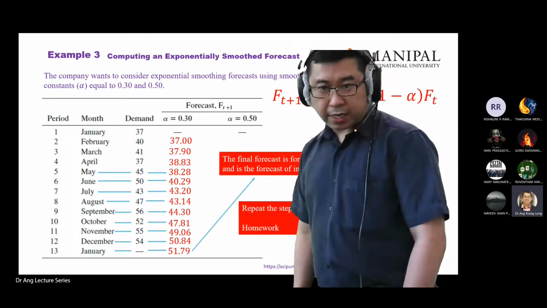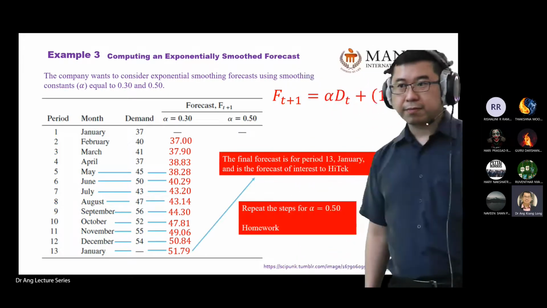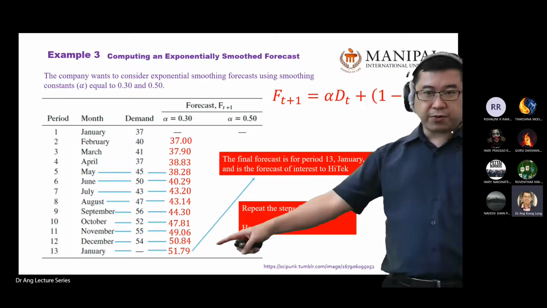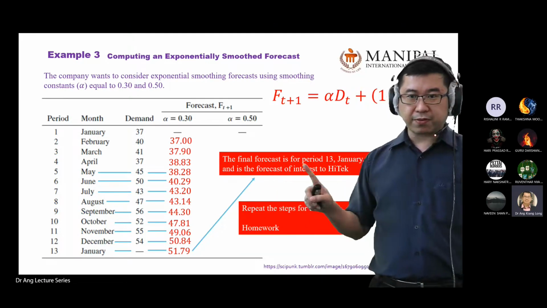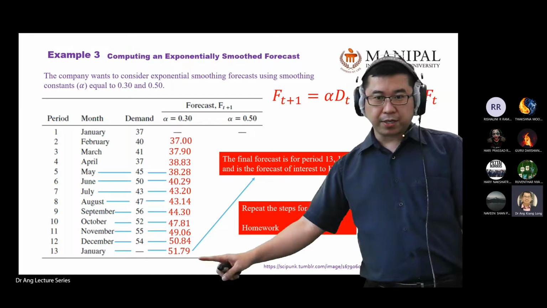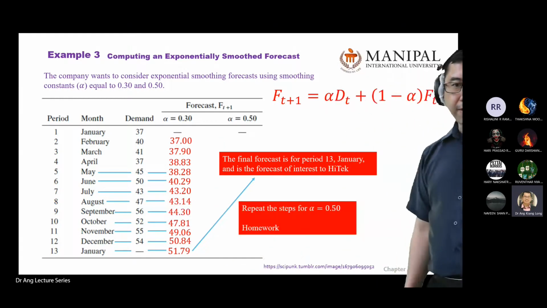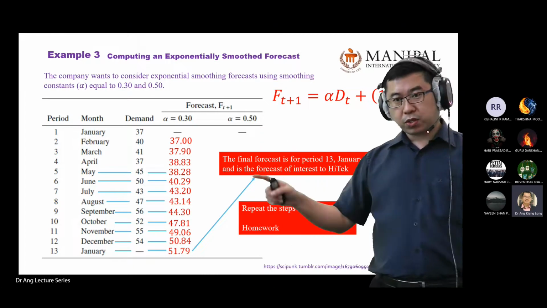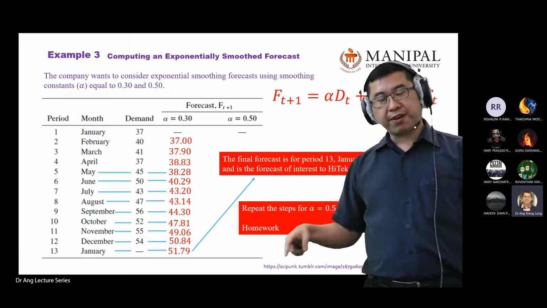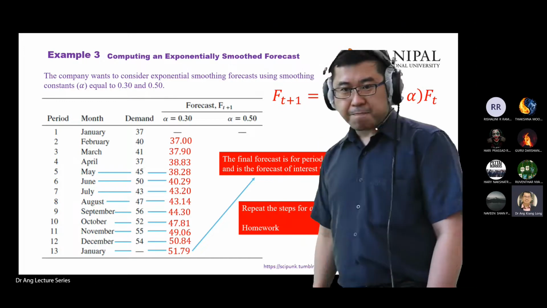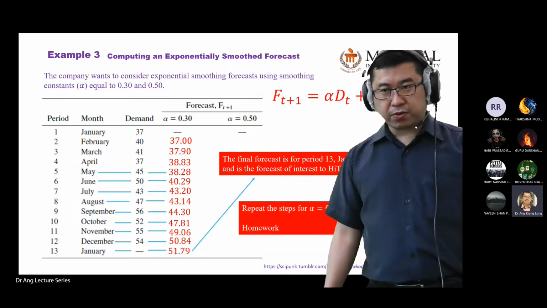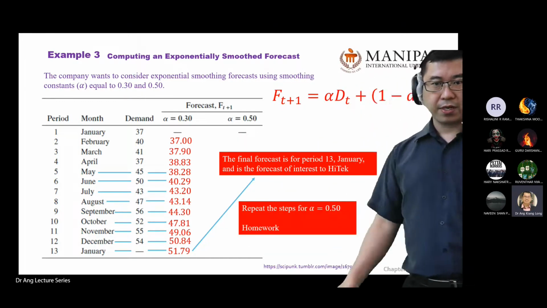All right. So the last value here is the final forecast for period 13, which is the next year January forecast. Again, I'll leave you to do 0.5 as your homework. You can practice this one during your revision.